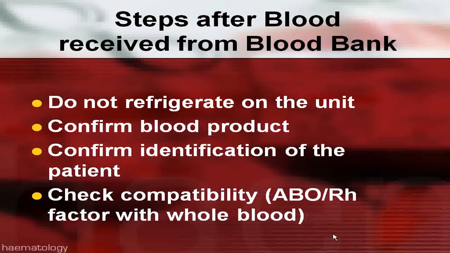You have to confirm the blood product. You've got to make sure you've got what the doctor ordered. You have to confirm the identification of the patient. Once the physician has ordered that the client is going to have blood, the lab will come and draw blood and put a special band on the client. That's the blood band. You have to make sure that the numbers that come on the blood product match what are on the client. Okay, so it's more than just a hospital identification band. You have to check the compatibility, both the ABO, the blood type, and the Rh factor, to make sure that you're not going to be giving something that's incompatible with the client, setting them up for complications. We're going to talk more about complications in a minute.